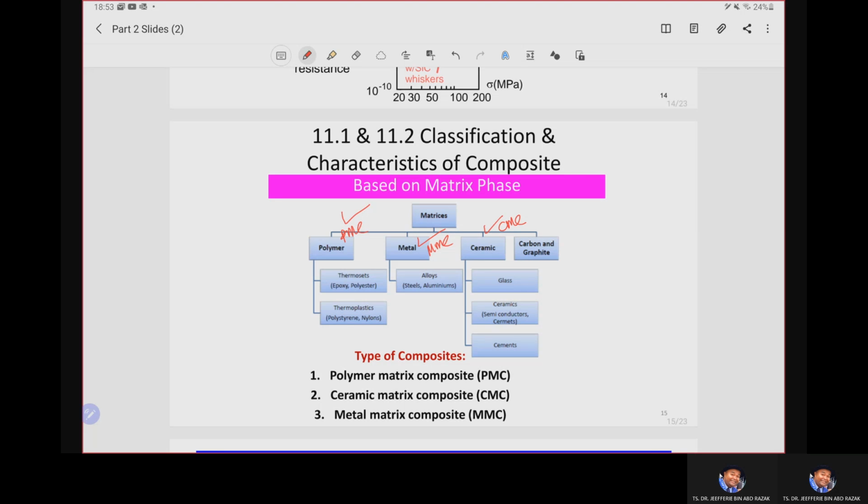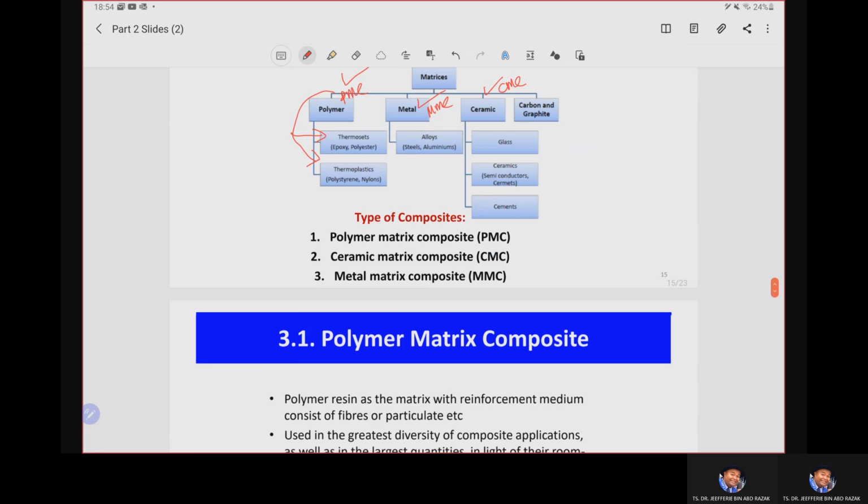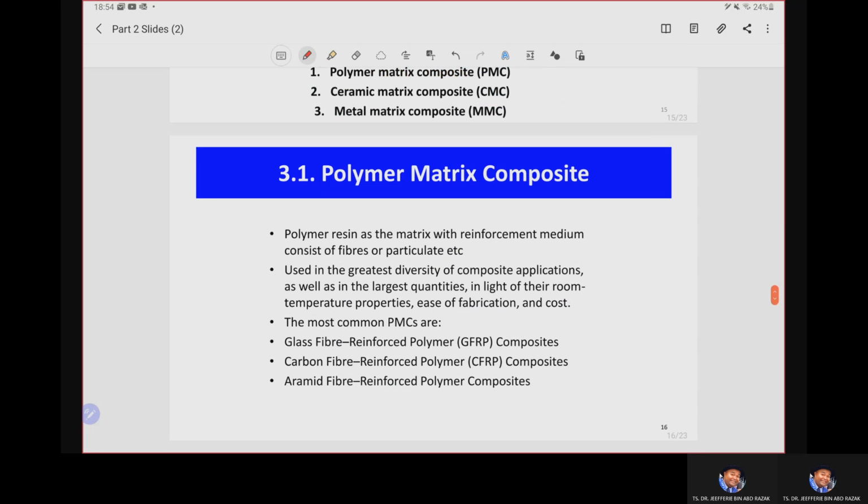For each of these classifications, we will again have another sub-classification. For example, if you remember, polymers have two categories, the thermoplastic-based composite and the thermoset-based composite. The same goes for the MMC and CMC. I will explain further details for each composite classification based on the matrix type in the following slides. So we will start with the polymer matrix composite, PMC.